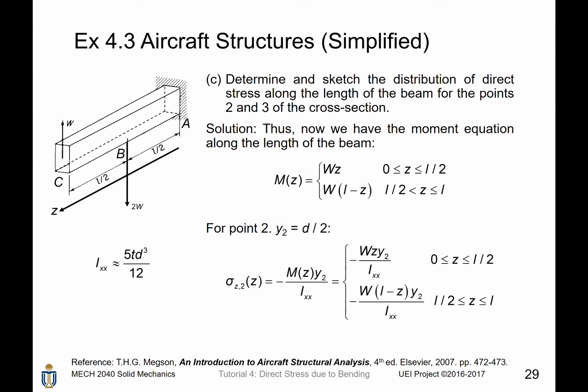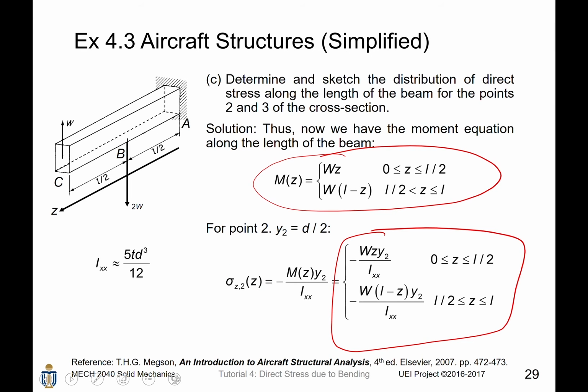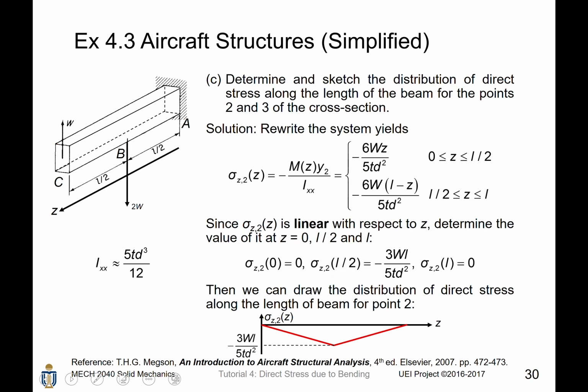Now we can express M in terms of s, and we apply the equation sigma equals My divided by I. Then we can have this result. Now let's consider point 2. At point 2, y2 equals d divided by 2. Then we substitute y equals d over 2 into the equation to get this result. As you can observe, all of these are linear in s. Therefore, the stress distribution along the length of the beam will still be linear.